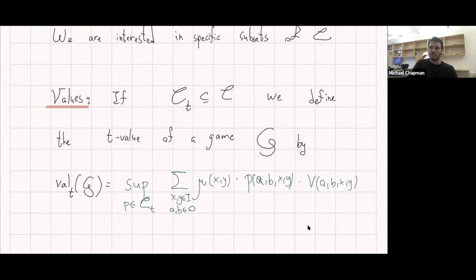No matter what procedure they are doing, if the result of the procedure is a given correlation, this is the winning expectation in the game. And now I'm just asking, what is the supremum over all possible correlations inside the subset C of T? Great, so these are the values.